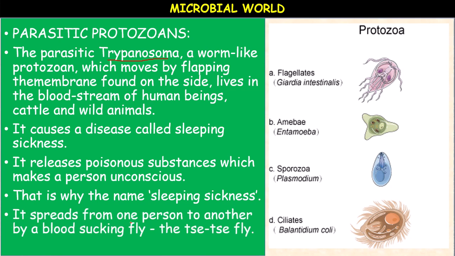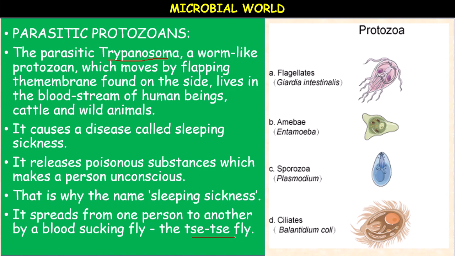It spreads from one person to another by a blood sucking insect called the tsetse fly. So, some of the diseases are transmitted by some agents. Disease transmitting agents are called vectors. So, these vectors like mosquitoes, house flies. Here a special insect called the tsetse fly, you can find these insects in Africa, that is why it is called African sleeping sickness.